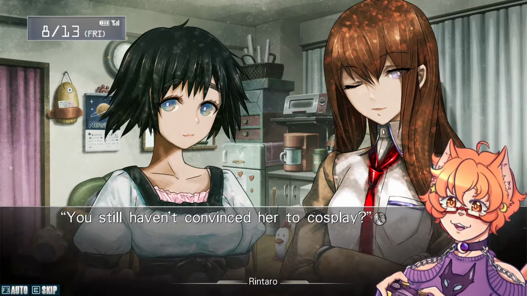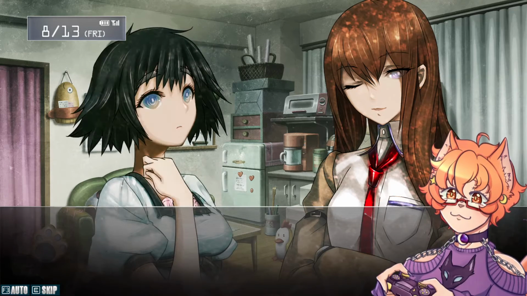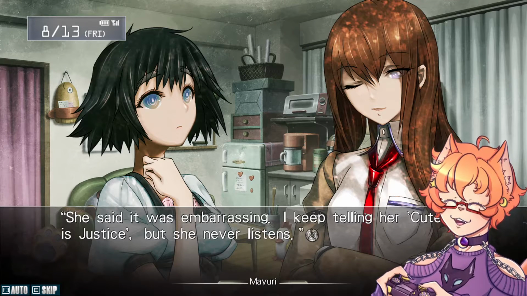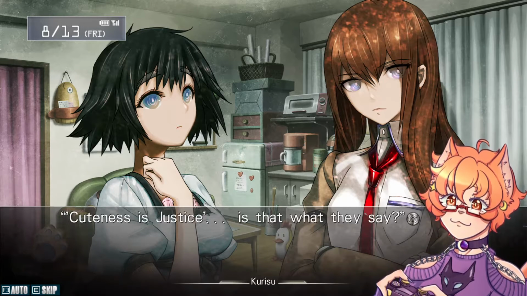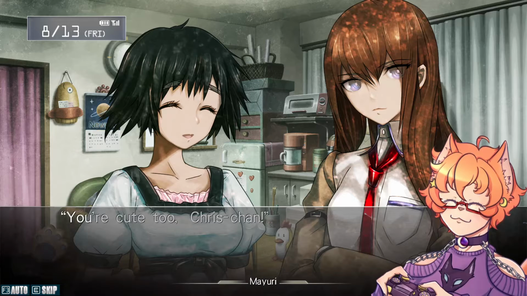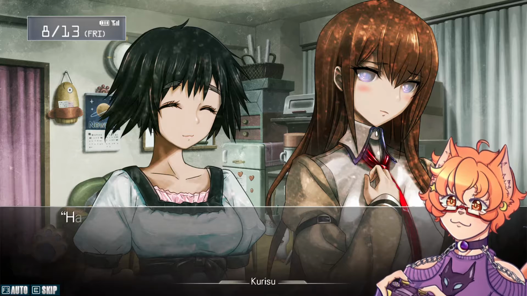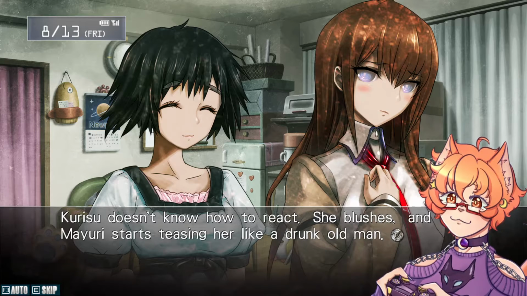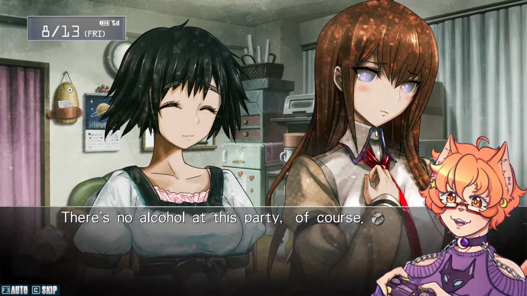You still haven't convinced her to cosplay? Then what was the point of completing that costume? You said it was embarrassing. I kept telling her cuteness is justice, but she never listens. Cuteness is justice. Is that what they say? You're cute too, Kris-chan. Kurisu doesn't know how to react. She blushes and Mayuri starts teasing her like a drunk old man. There's no alcohol at this party, of course.